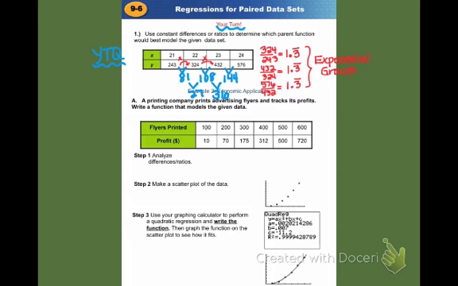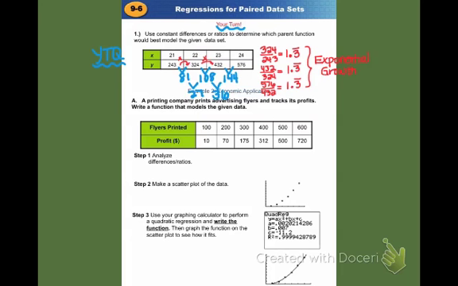So if we were to enter this data and do a regression equation for this data that's modeled by exponential growth, we would get a function that we could then use to make predictions about other outputs for other specific inputs. So now it's time to look at a real life problem.